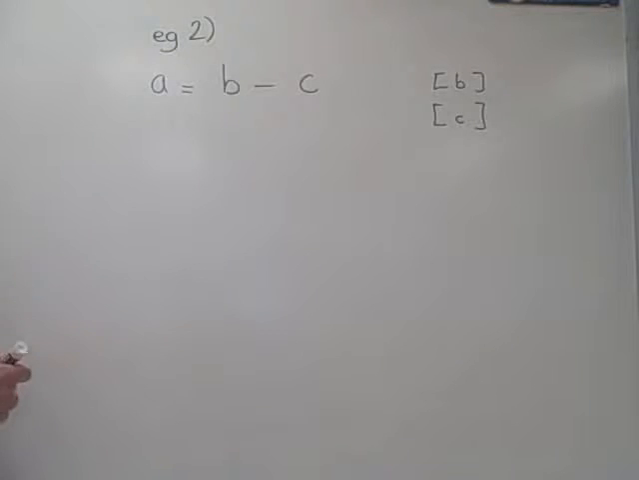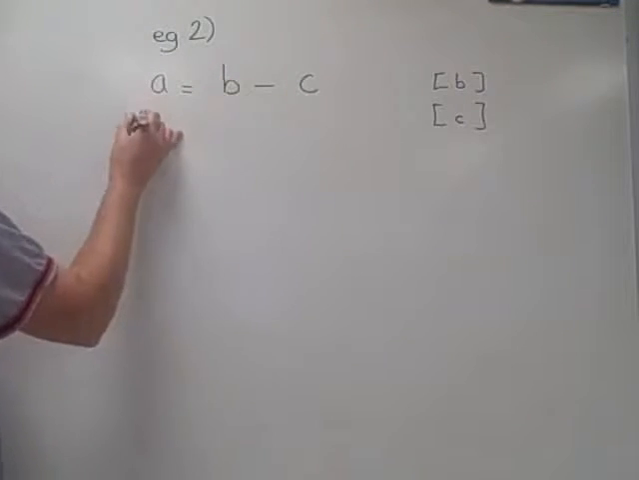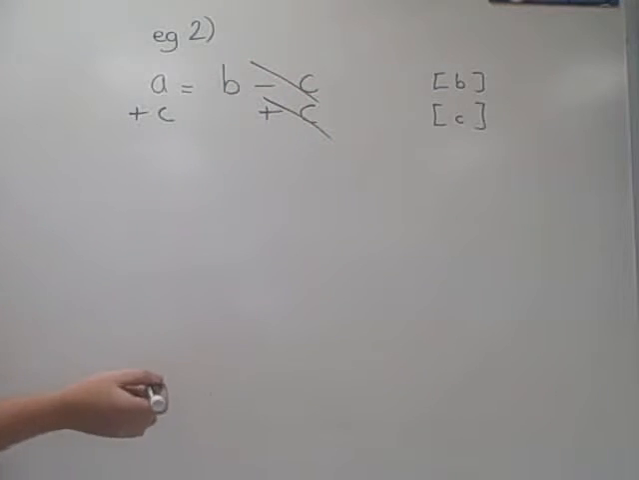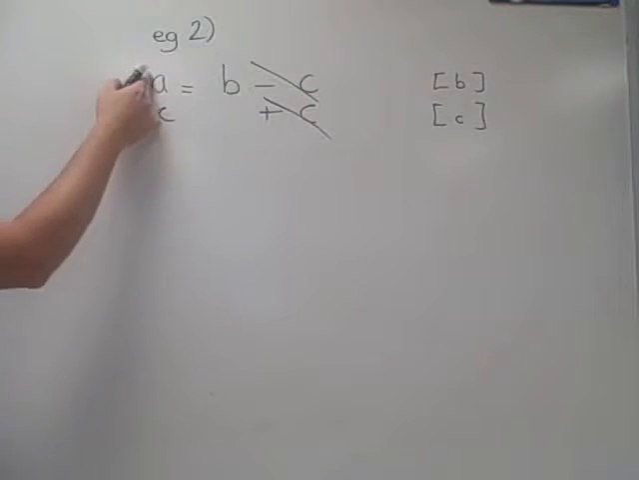So we want to do the opposite of that. So instead of subtracting c, we're going to add c to both sides. That cancels, that's why we do it. So we get left with b, which is what we're looking for.